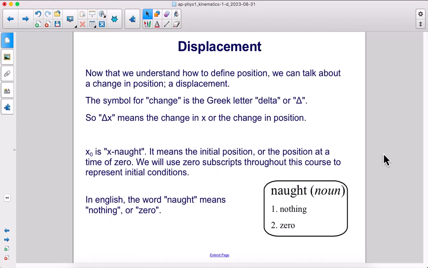Now that we understand how to define position, we can talk about a change in position, called displacement. The symbol for change is the Greek letter delta, or this triangle symbol. So, delta x means the change in x, or the change in position. x with a little 0 subscript is called x naught. It means the initial position, or the position at a time of 0. We will use 0 subscripts throughout this course to represent initial conditions. In English, the word naught means nothing or 0.